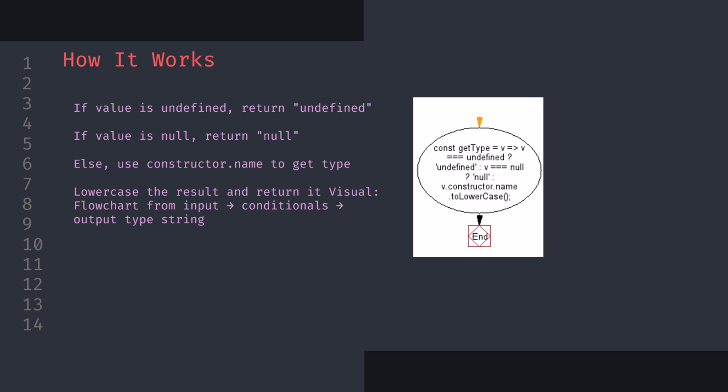This logic is built to handle the quirks of JavaScript's type system. By using early returns for undefined and null, we avoid errors. Then, we safely use the constructor of other values to get an accurate type. It is the practical pattern when you need reliable type detection.